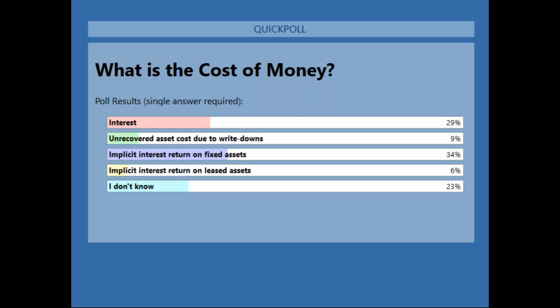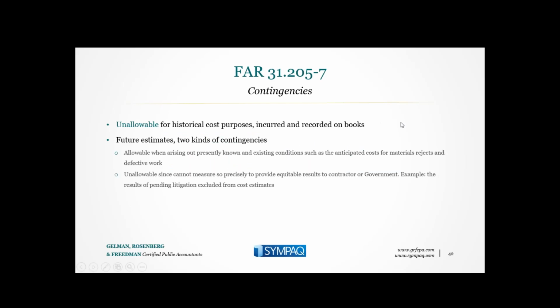As you can see, what is the cost of money? Actually, there is some truth. It is the imputed value on property, plant and equipment. It's also implicit interest return on fixed assets, and it is also the implicit interest return on leased assets. They're both included in there. It is a kind of unique thing, and we'll talk about that shortly. But thank you all for participating.